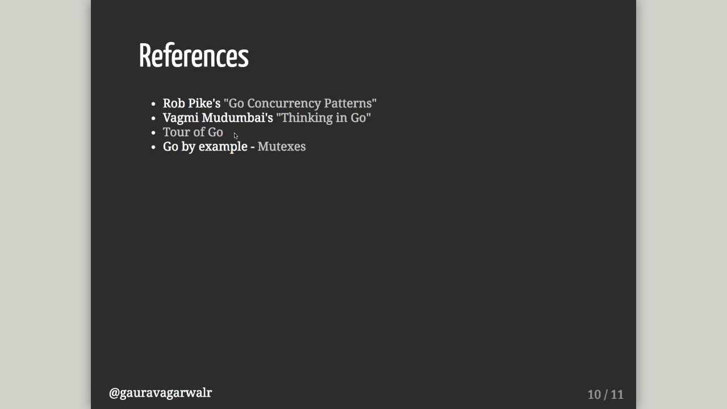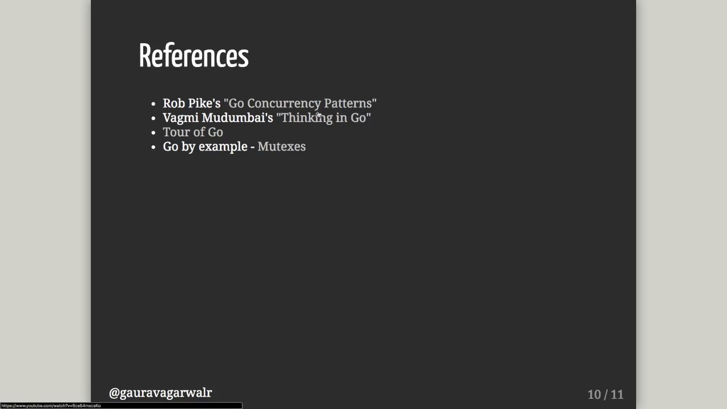So the references for this talk were Rob Pike's Go concurrency patterns. It's a really nice talk. It talks about how you can create a fault tolerant search API which can work under 80 milliseconds. I would urge you to go and look at it. It's a 2012 talk, which is still relevant. Go hasn't changed much since then.